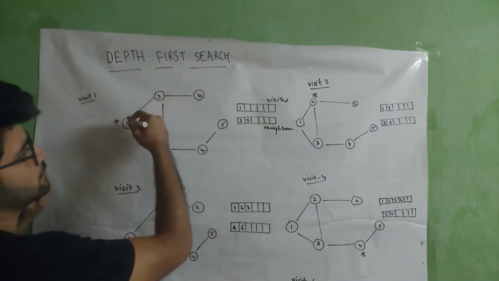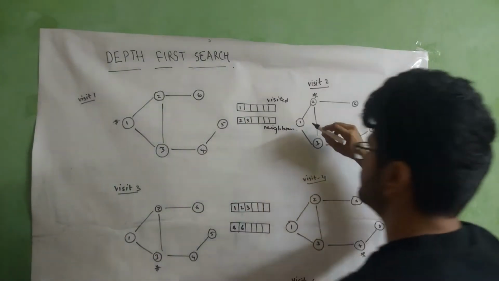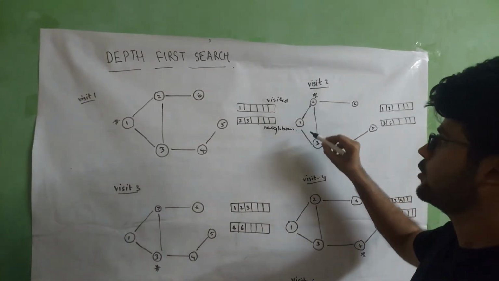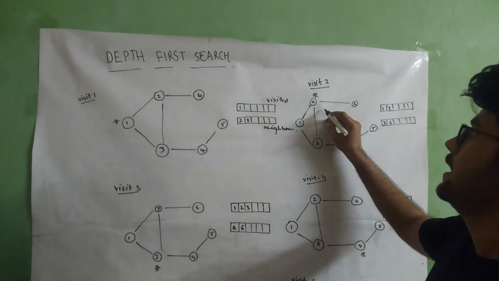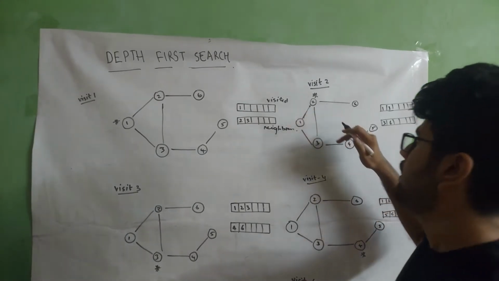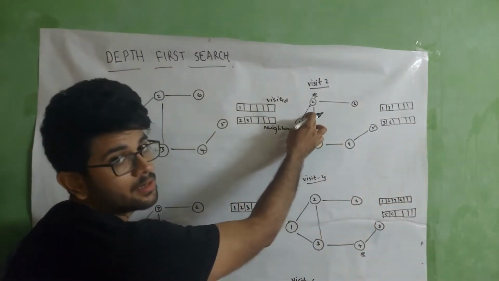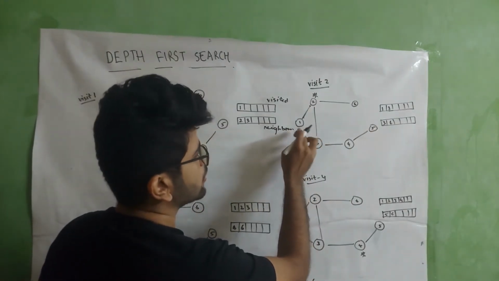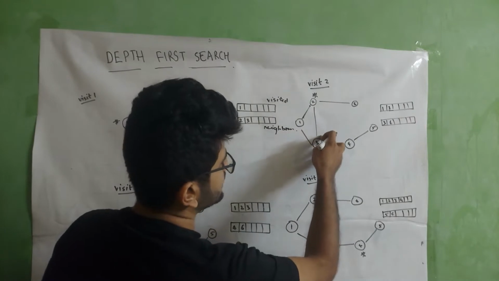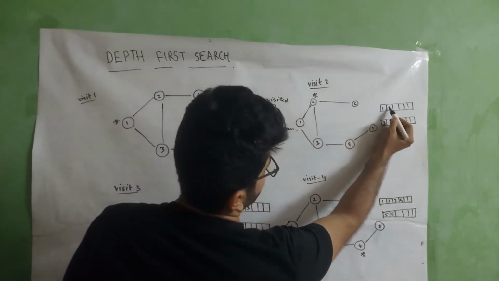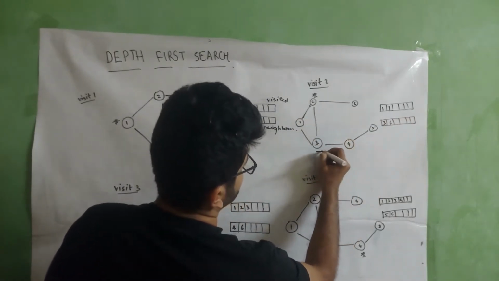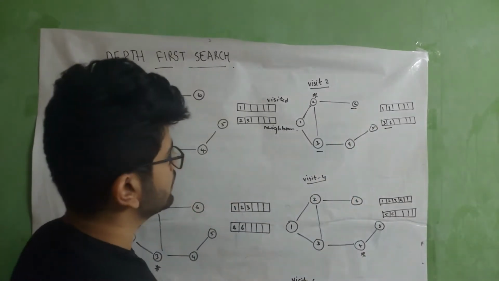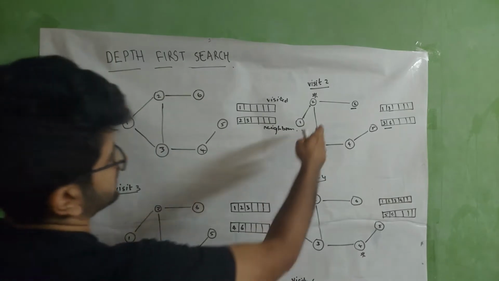From 1, I'll go to 2. Now I'm at 2. Now I'm going to explore all the vertices neighboring 2. I have vertex 1, vertex 3 and vertex 6. But 1 I've already visited, so I'll not go back to vertex 1. I can either visit 3 or 6. So 2 I have put in the visited stack. 3 and 6 are the two vertices which I have to explore, so I put 3 and 6 in the stack below. Now I have two choices, 3 and 6.